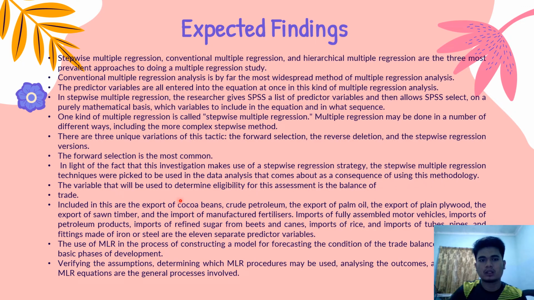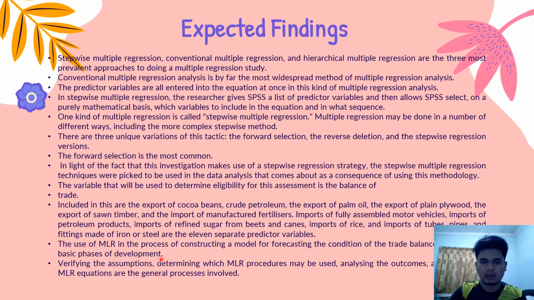The variable that will be used to determine eligibility for this assessment is the balance of trade, including in this the export of cocoa bean, crude petroleum, the export of palm oil, export of plain plywood, the export of sawn timber, and the export of manufactured fertilizer, import of fully assembled motor vehicle, import of petroleum product, import of refined sugar from beet and cane, import of rice, import of tube, pipe and fitting made of iron and steel are the 11 separate predictor variables.